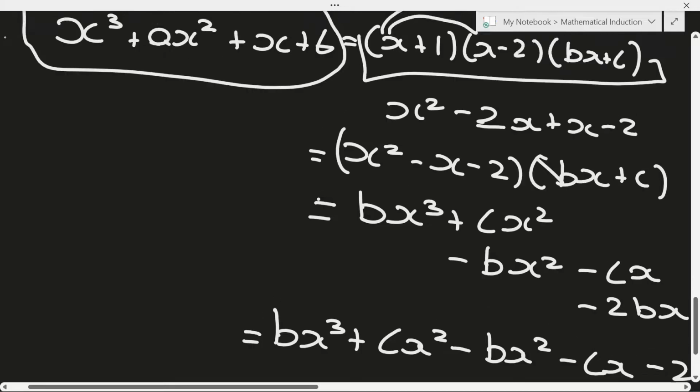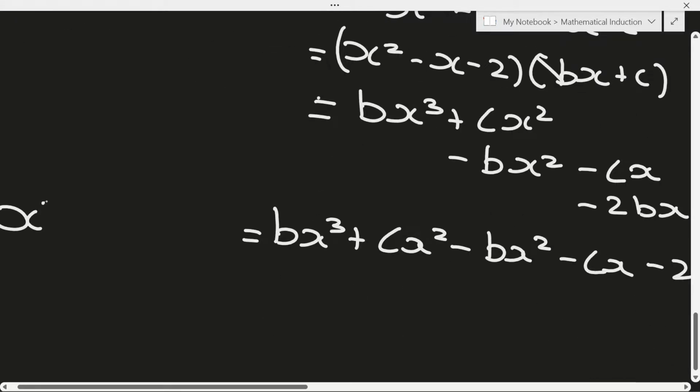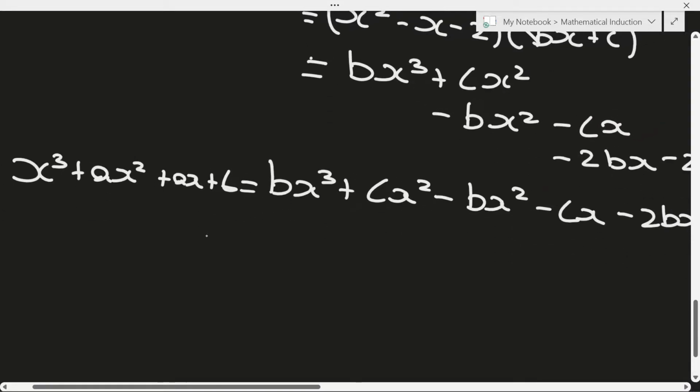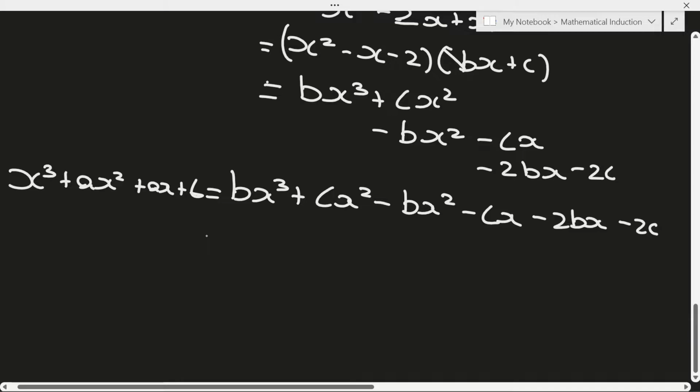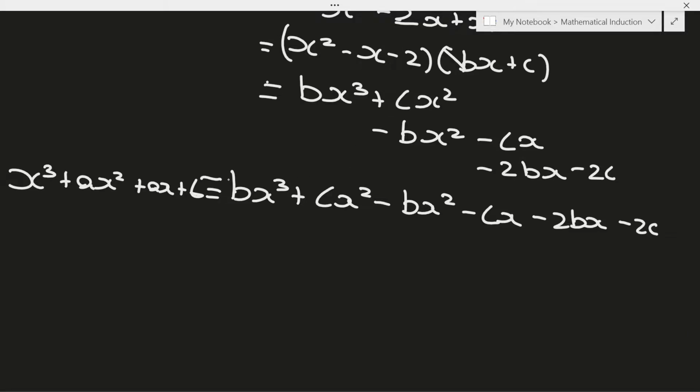Now on the other side, if you remember, we had this up here. Let me write that back: x cubed plus ax squared plus x plus 6. Now we're saying that these two polynomials have to be equivalent. Right? We're saying that they are going to be the same. So if these two are equivalent, that means that their coefficients must match. So we look for the terms with the same degree, bx cubed and x cubed. Very, very easy. Since the coefficient for x cubed is equal to 1, that means b must also be equal to 1.